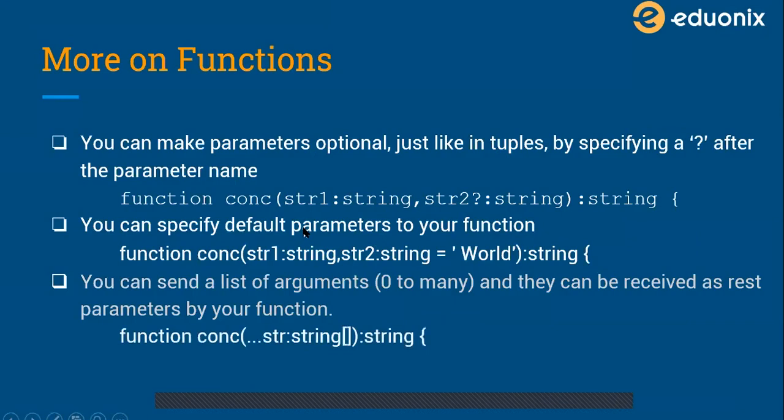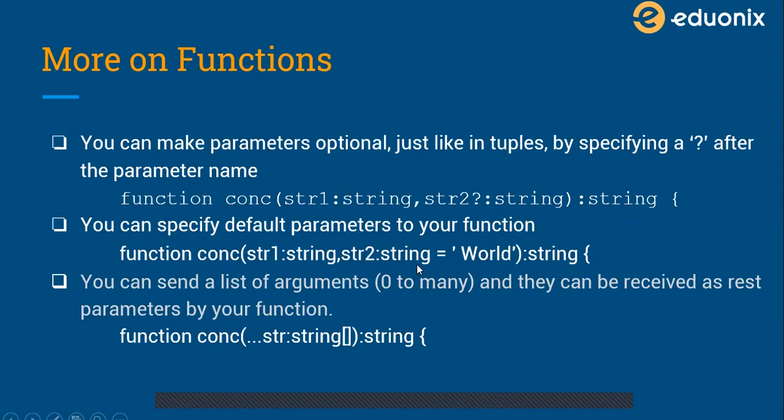Okay, so now let's look at a couple more things on functions. Just like you did with your tuples, you can make the parameters optional as well, and make sure that the optional parameter is at the end so there's no confusion. Just like before, you have to specify your question mark right before the type specification. And you can create default parameters as well. I'm sure you know how to do that from JavaScript, right? Specify the type and then assign a value to it.